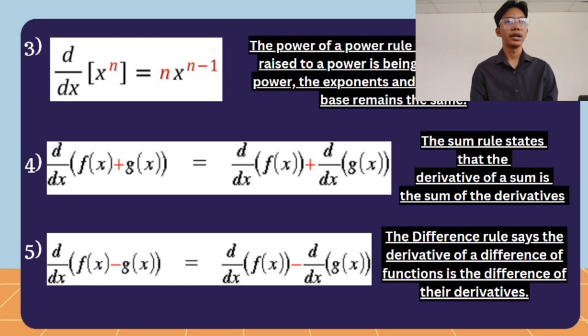Third is the power of a power rule, which states that if a base raised to a power is being raised to another power, the exponents multiply and the base remains the same. The fourth is the sum rule. The sum rule states that the derivative of the sum is the sum of the derivatives. Fifth is the difference rule. It says the derivative of the difference of the functions is the difference of their derivatives.